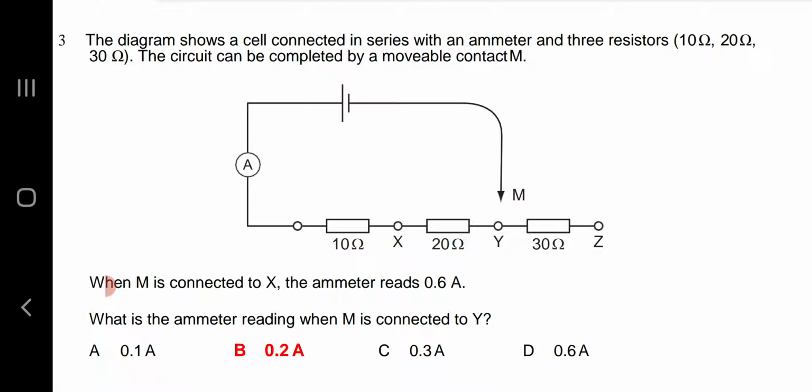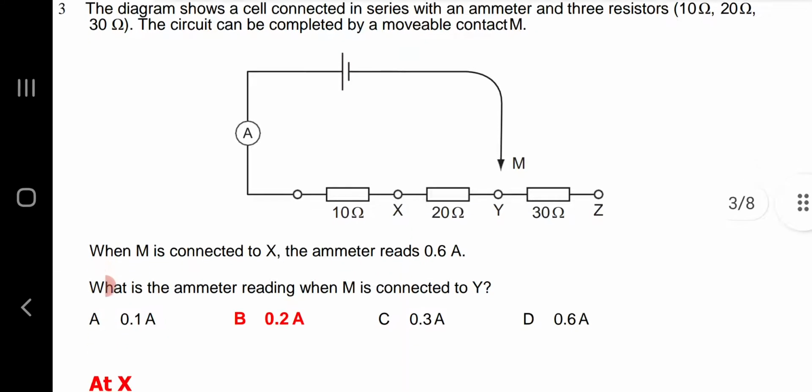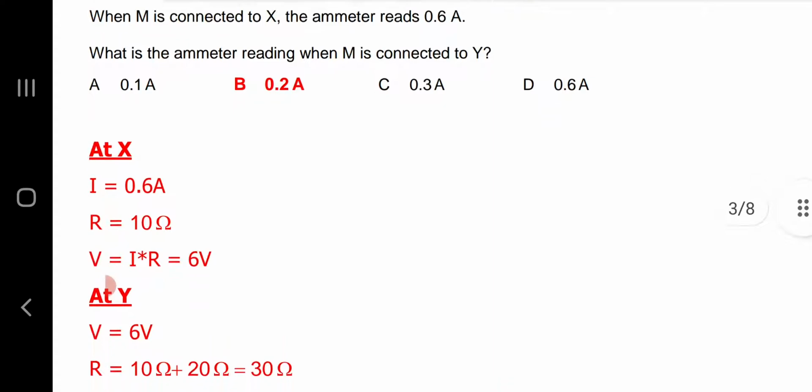At X, the ammeter reading is 0.6 ampere and the resistance is 10 ohm. So the voltage is IR, 10 multiplied with 0.6, it is 6 volt. Okay, and when contact M is connected with Y, the resistance is 30 ohm. Voltage is still the same, 6 volt. So I in this case will be V over R, 6 over 30, that is 0.2 ampere. So option B.